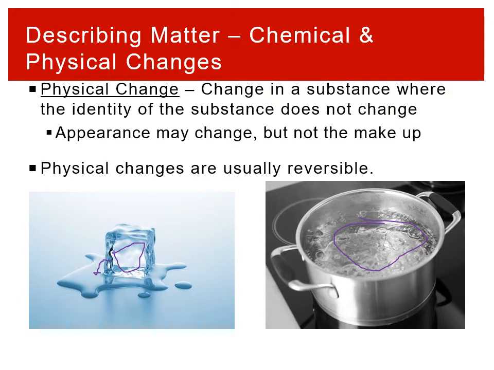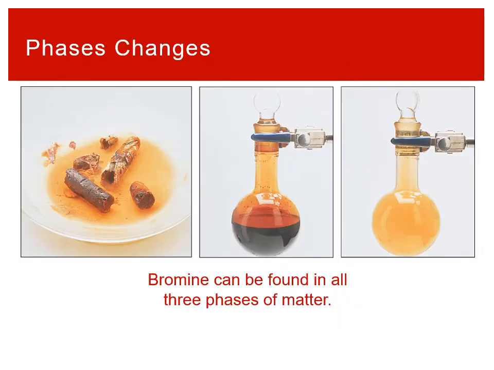This is a common thing that trips people up. We always want to remember: phase changes are always physical. When we're changing phases, we're not changing the substance. It's reversible. You could have solid bromine, turn it into liquid, turn it into gas, and go back and forth as you see fit, and you can control that just by changing the temperature.